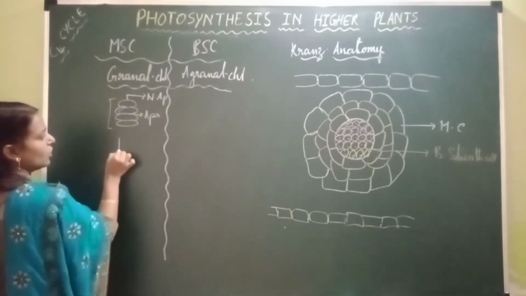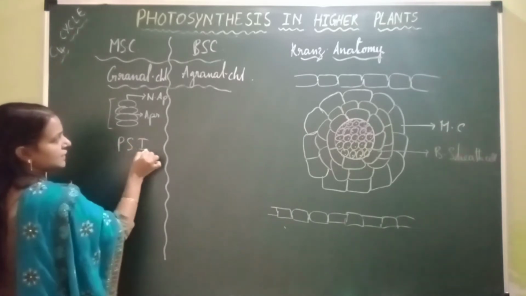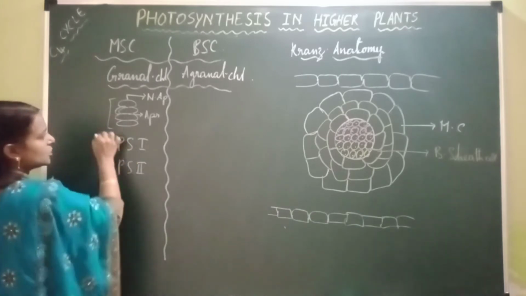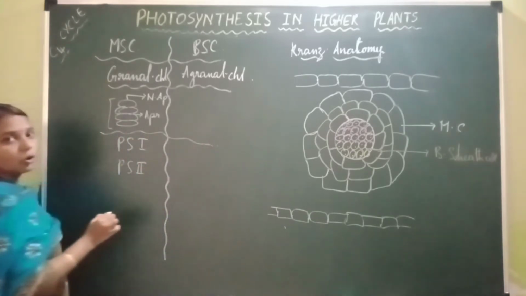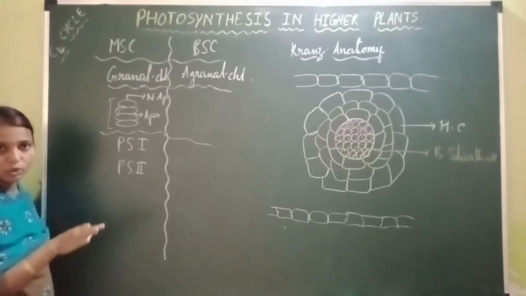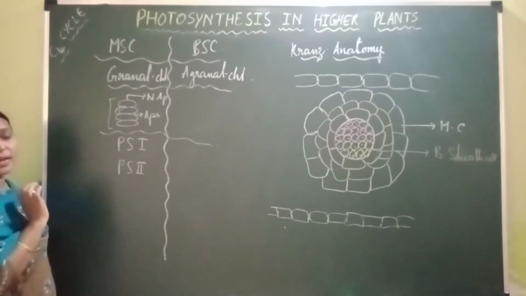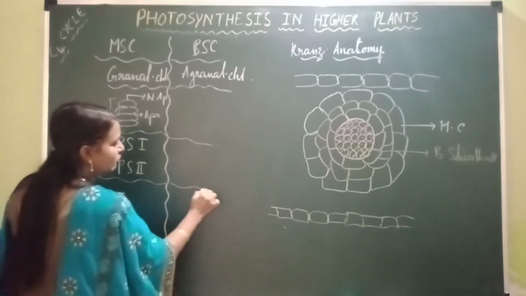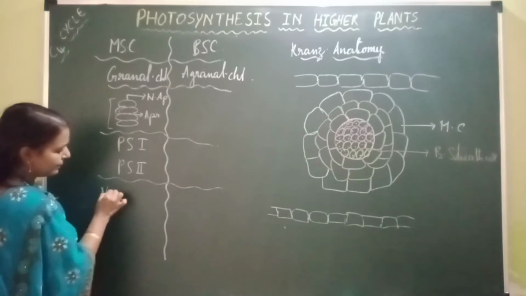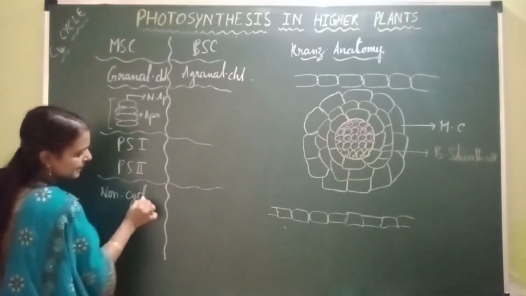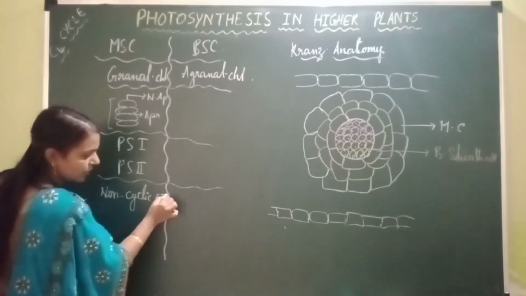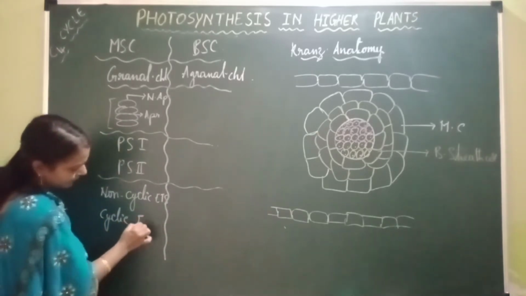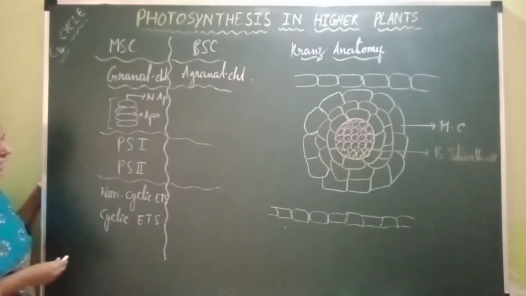So what is present at non-appressed region? PS1 is present. At appressed regions, what is present? PS2, photosystem 2 is present. So what can we say now? The chloroplasts present in mesophyll cells are granal chloroplasts, which consist of both photosystem 1 and photosystem 2 in them. As they consist of both, non-cyclic ETS occurs, that means non-cyclic photophosphorylation occurs, and even cyclic photophosphorylation also occurs. That is, cyclic ETS also occurs.